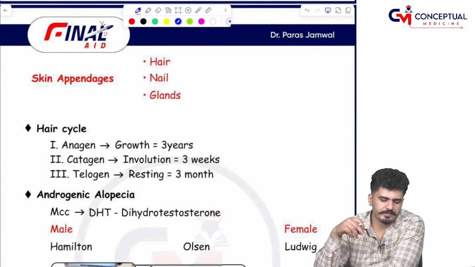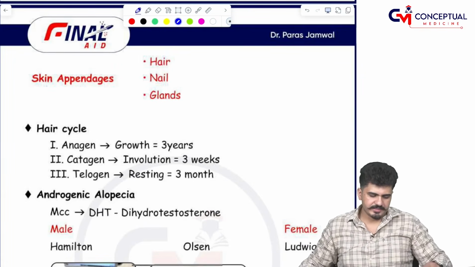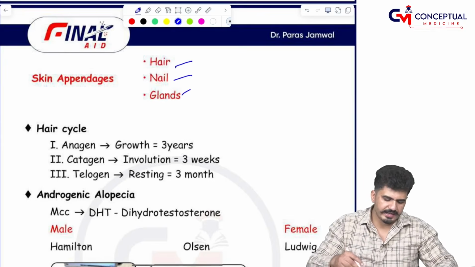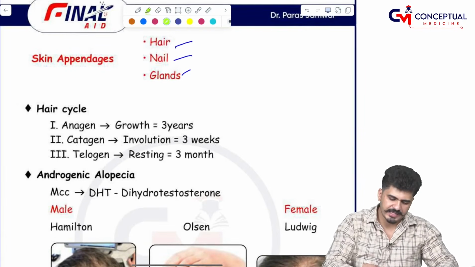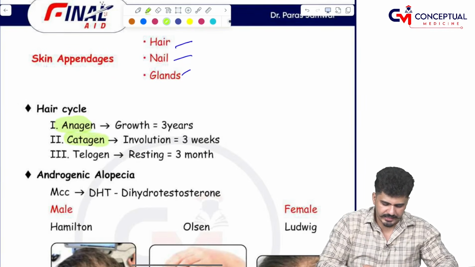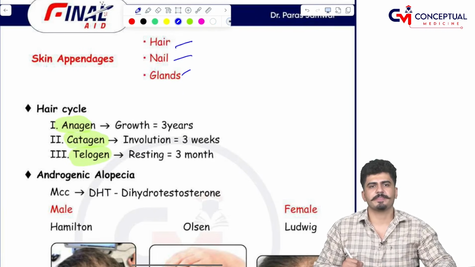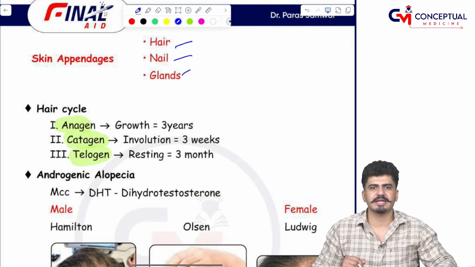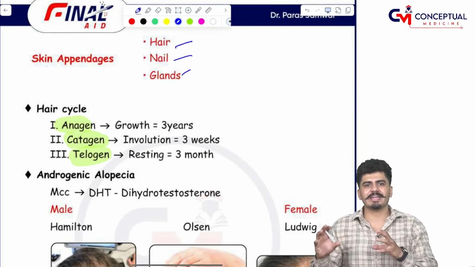Now the last chapter we are going to cover is skin appendages. Skin appendages: there is going to be the hair, nail and gland we have to talk about. Number one thing is the hair cycle. My dear friends, the hair cycle has anagen, catagen and telogen. Anagen is the growth phase, catagen is the involution phase and telogen is the resting phase.